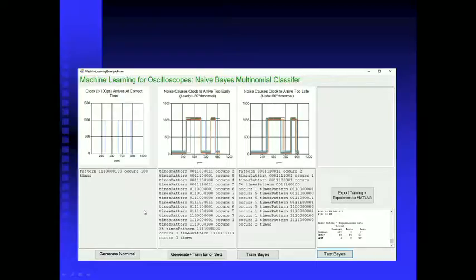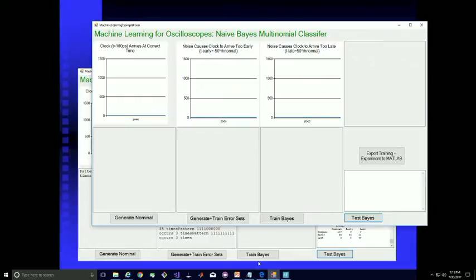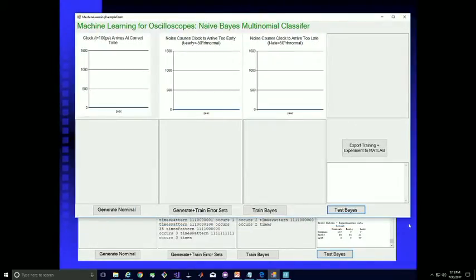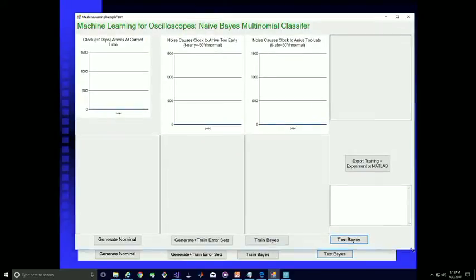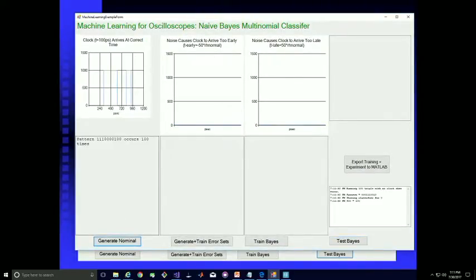Now we're going to switch over to the program itself, which is running under Visual C#, Visual Studio. So the first thing we're going to do is generate the nominal series. And up here you see the waveform. So you've got a rising edge, falling edge, rising edge, falling edge. And then here we can see that this is the pattern, and we generated 100 instances of it. And as we expect for the nominal case, all 100 instances produce the same pattern.